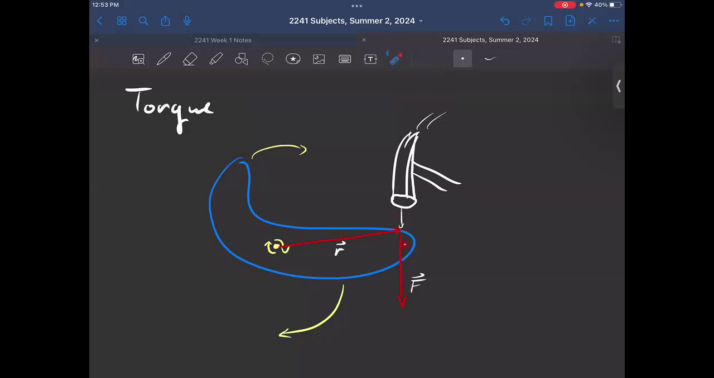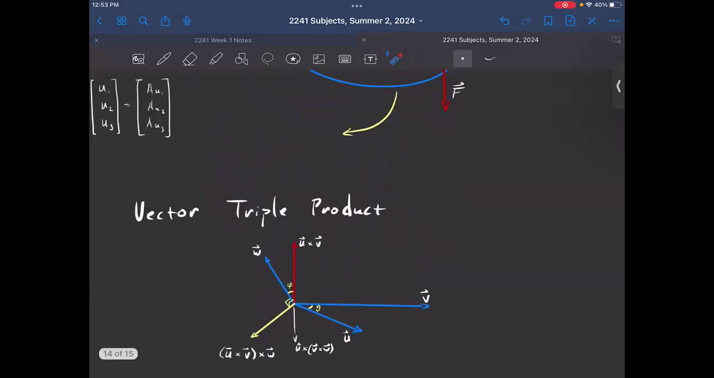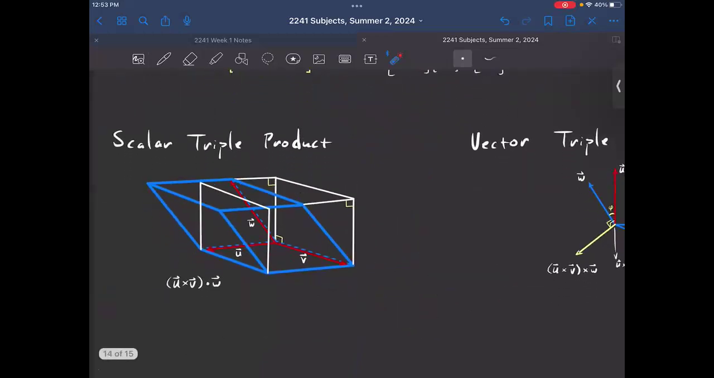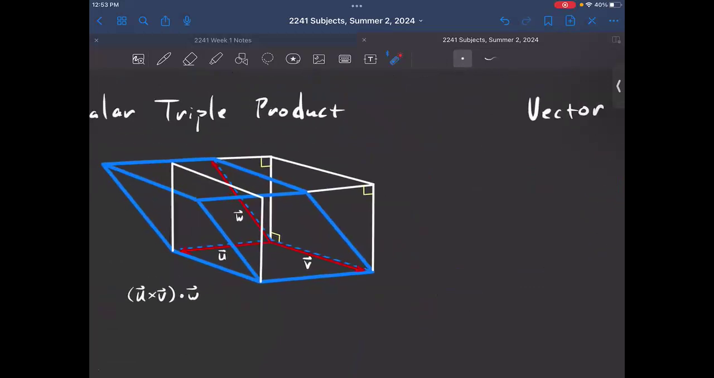We also obviously need to worry about how hard the whack is. Okay, so that is torque. And last but not least, we have our scalar and vector triple products. All right, so we've got kind of a big picture here.